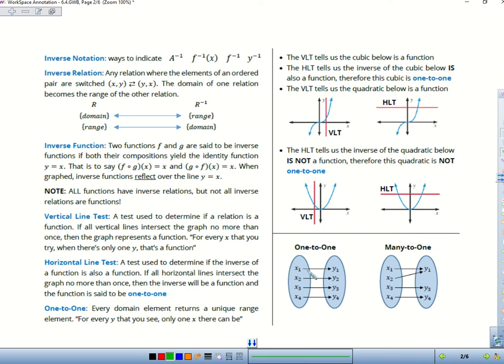Now, in a one-to-one function, every x maps to exactly one y, and in a many-to-one, a normal function that isn't one-to-one, one x can map to multiple y's, just like a quadratic does. Okay, quadratic is a classic example of this.